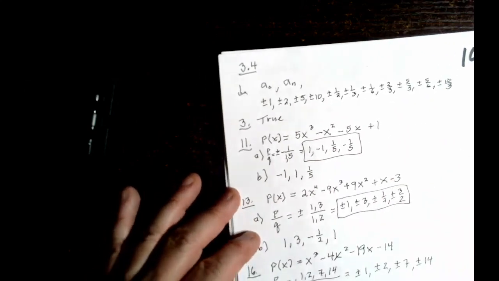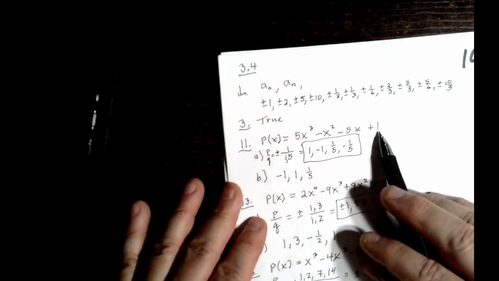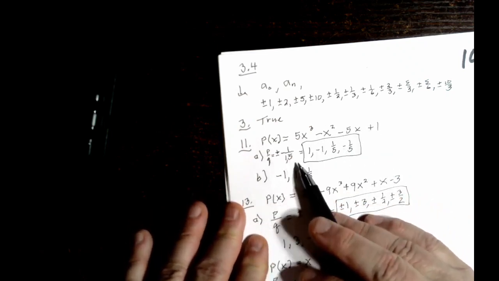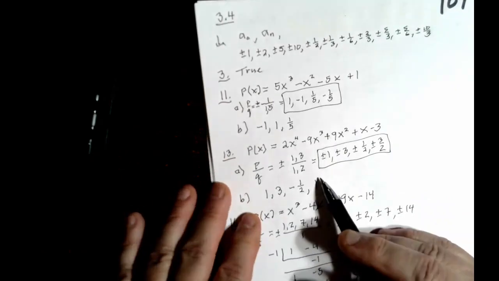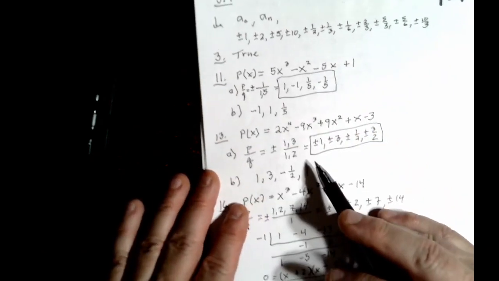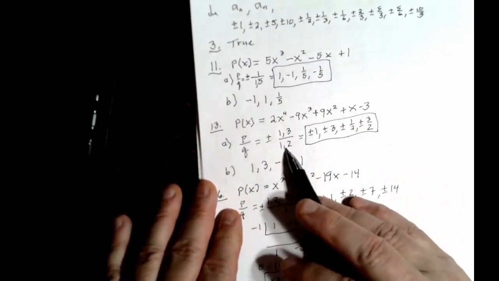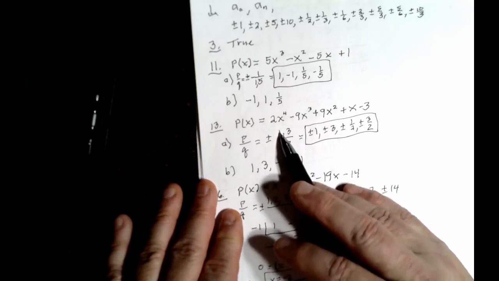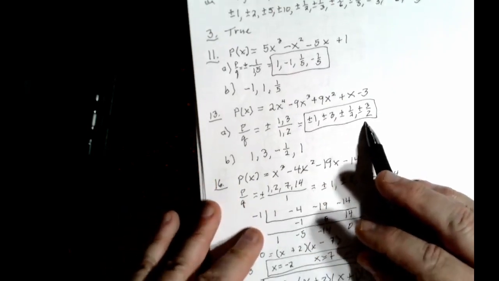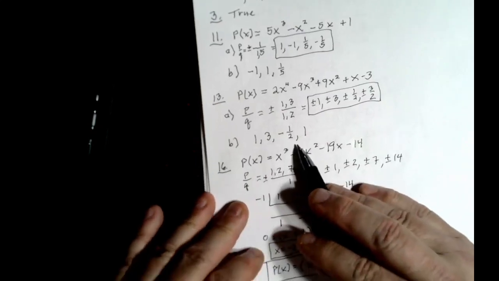11, they ask you to list all possible rational zeros. Then you get all factors of 1 over all factors of 5, so 1 and 1/5, plus and minus. And if you check that, you find out that 1 and minus 1 and 1/5 all work. This one, you're taking all factors of 3 over all factors of 2. So 1 with each one of these is 1 and 3. Then you got 1 half and 3 halves, and they're all plus and minus. When you try it, you get 1 shows up twice, 3, and 1 half.